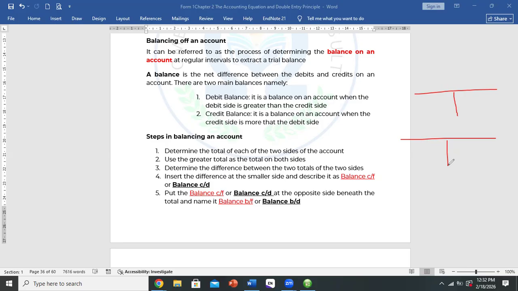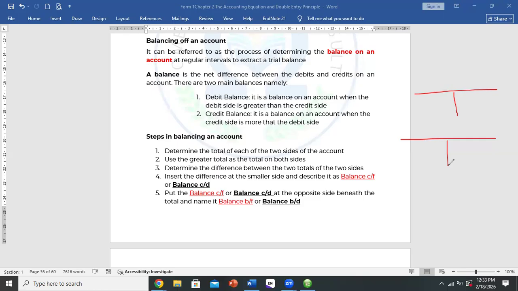Because you acknowledge that you put figures in this account. So you want to know the difference between the amount on the debit side and that of the credit side to see where the shortfall is, so that we can put this shortfall there to make the two sides agree or balance. So you can actually have two main balances, either a debit or a credit. You cannot have both debit and credit at the same time. It's either a debit balance or a credit balance.